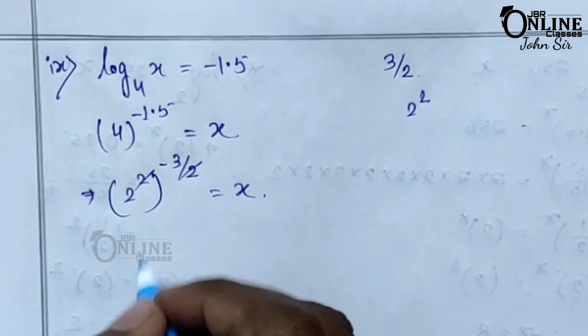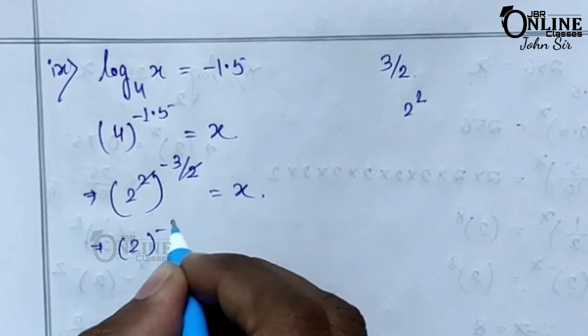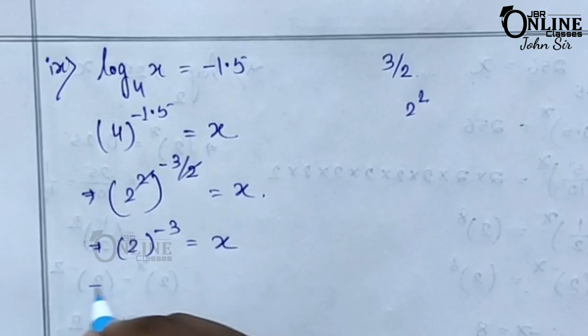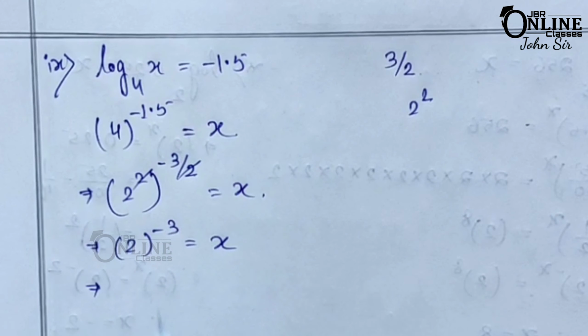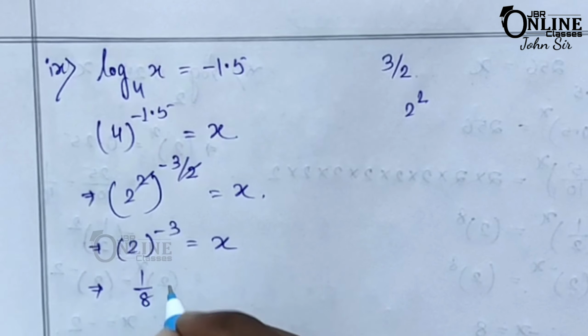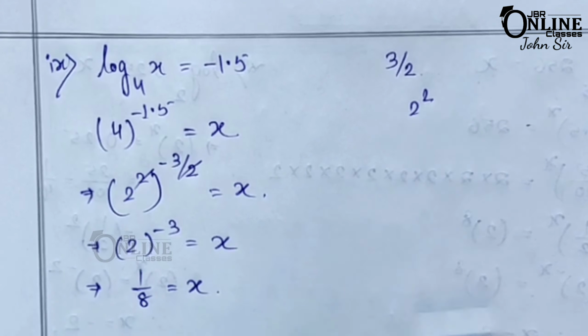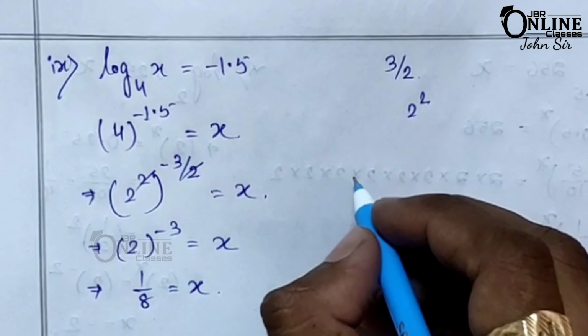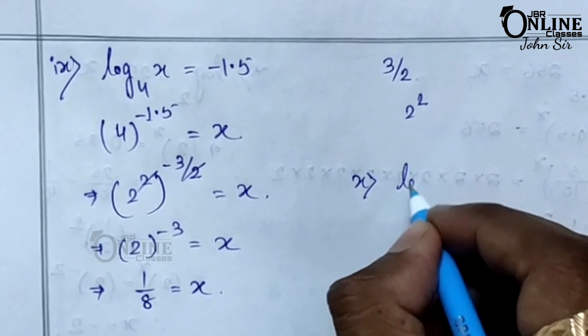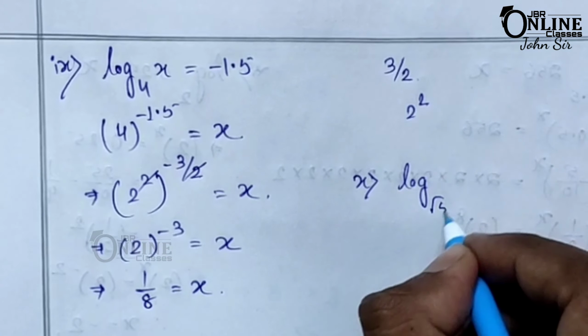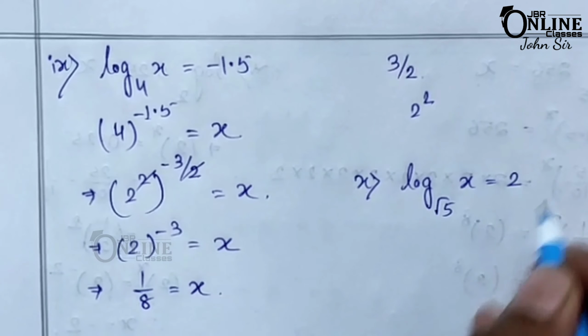Here the 2s cancel out. So 2 to the power minus 3 equals x. Now 2 to the power 3 means 8, so 2 to the power minus 3 means 1 by 8. So here x equals 1 by 8. Now next one, sum number 10, log base root 5 of x equals 2.